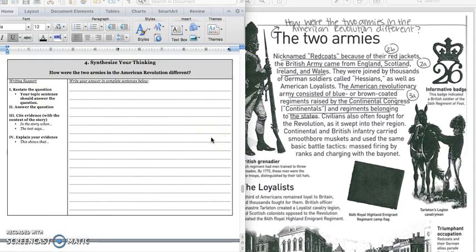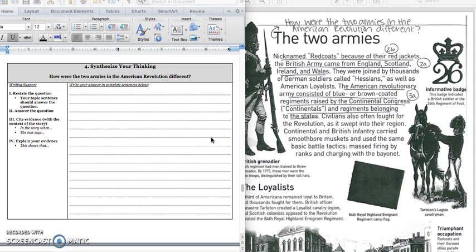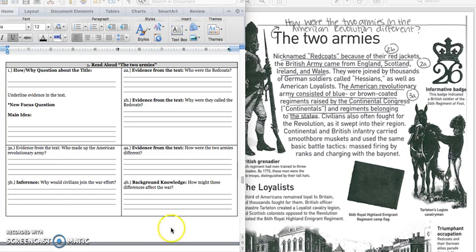The paragraph states, how were the two armies in the American Revolution different? And you can get that answer from 4A, and when you're explaining it, you can also talk about 4B.